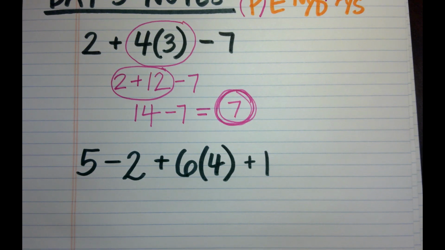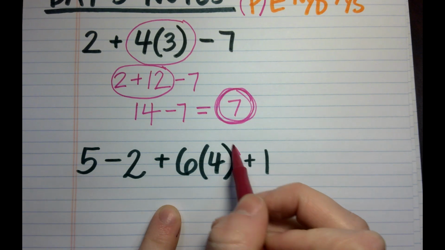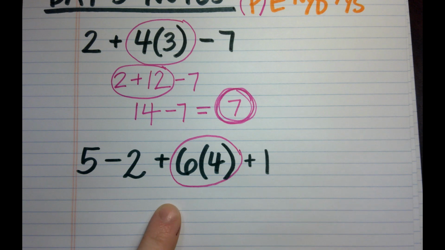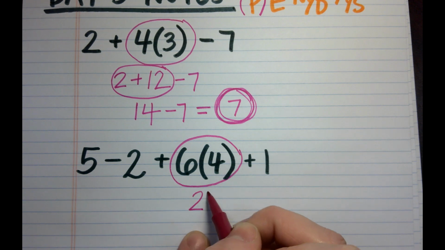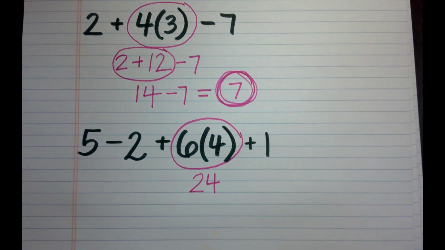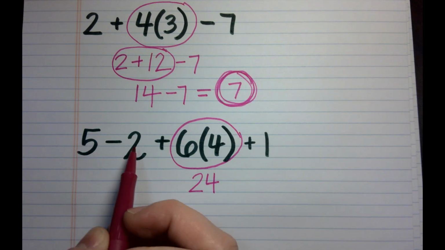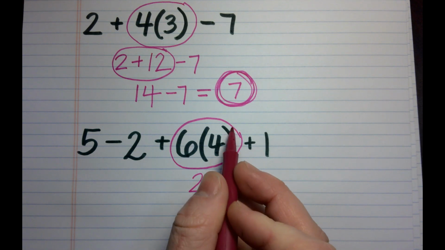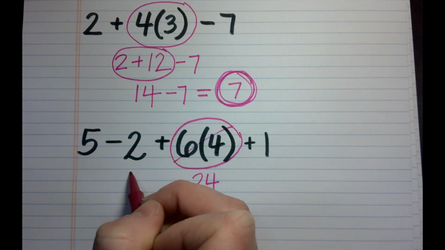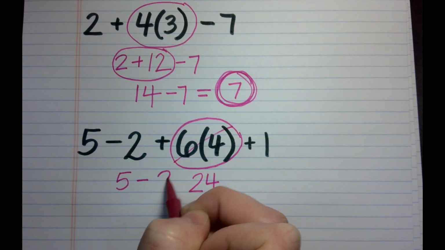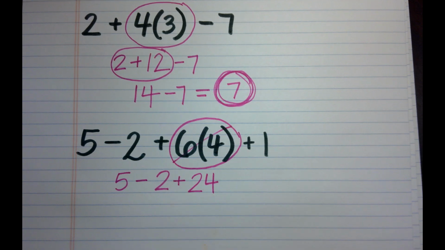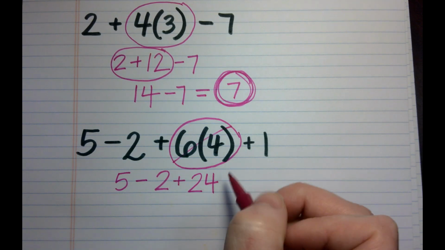Times. We're gonna multiply. What numbers do we multiply? 6 and 4. Yeah, 6 times 4 is 24. Good. Okay. What do we do next? You bring everything down. I still have 5 minus 2 plus 24 plus 1.